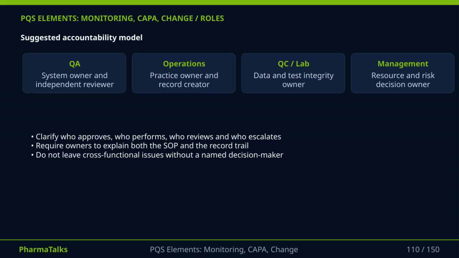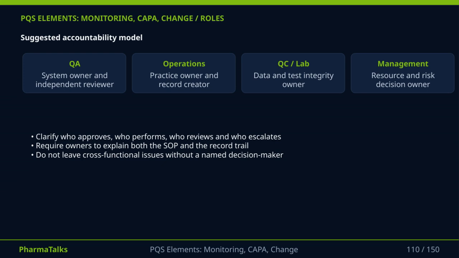Management carries the responsibility of being the resource and risk decision owner, overseeing risk management and resource allocation to support quality objectives. A key takeaway here is the importance of clarifying who approves, who performs, who reviews, and who escalates each stage of the process.